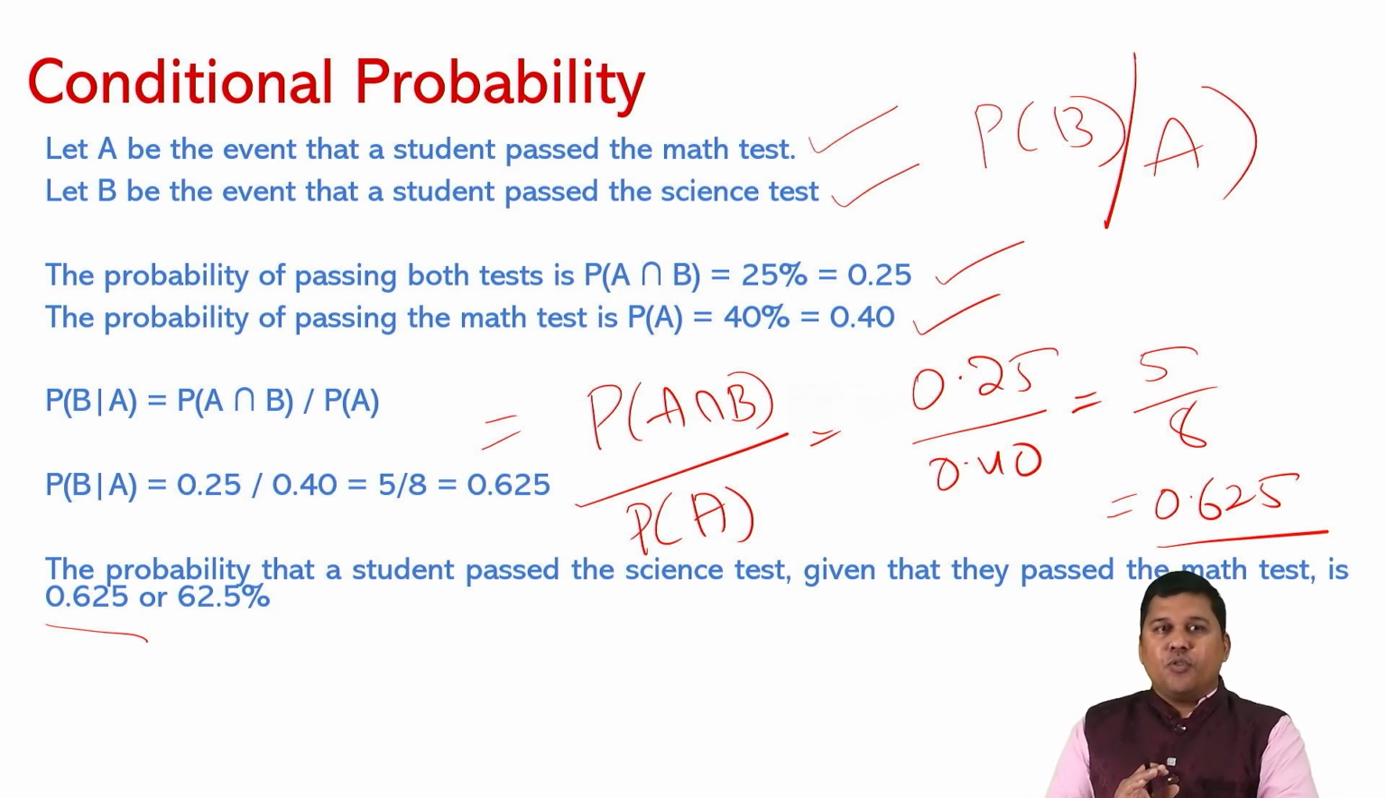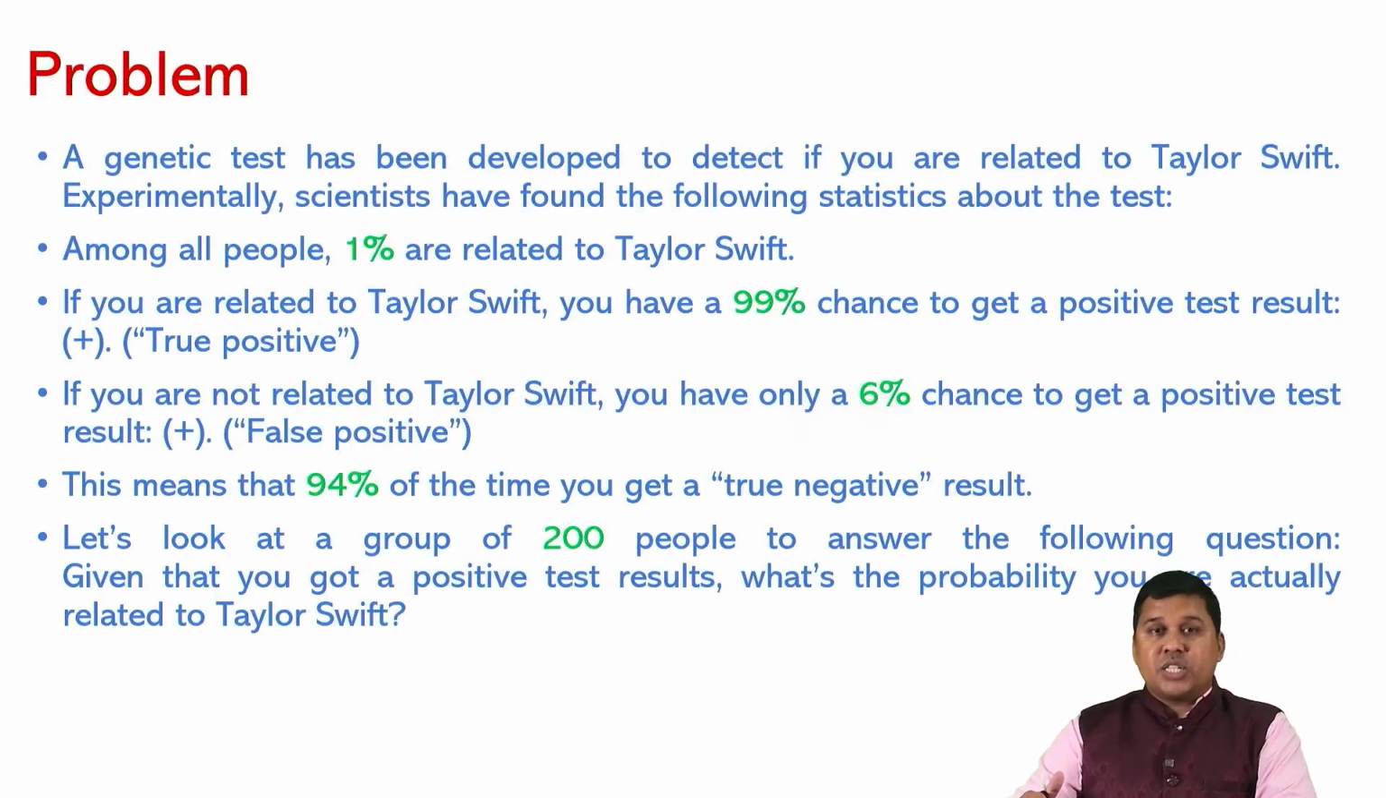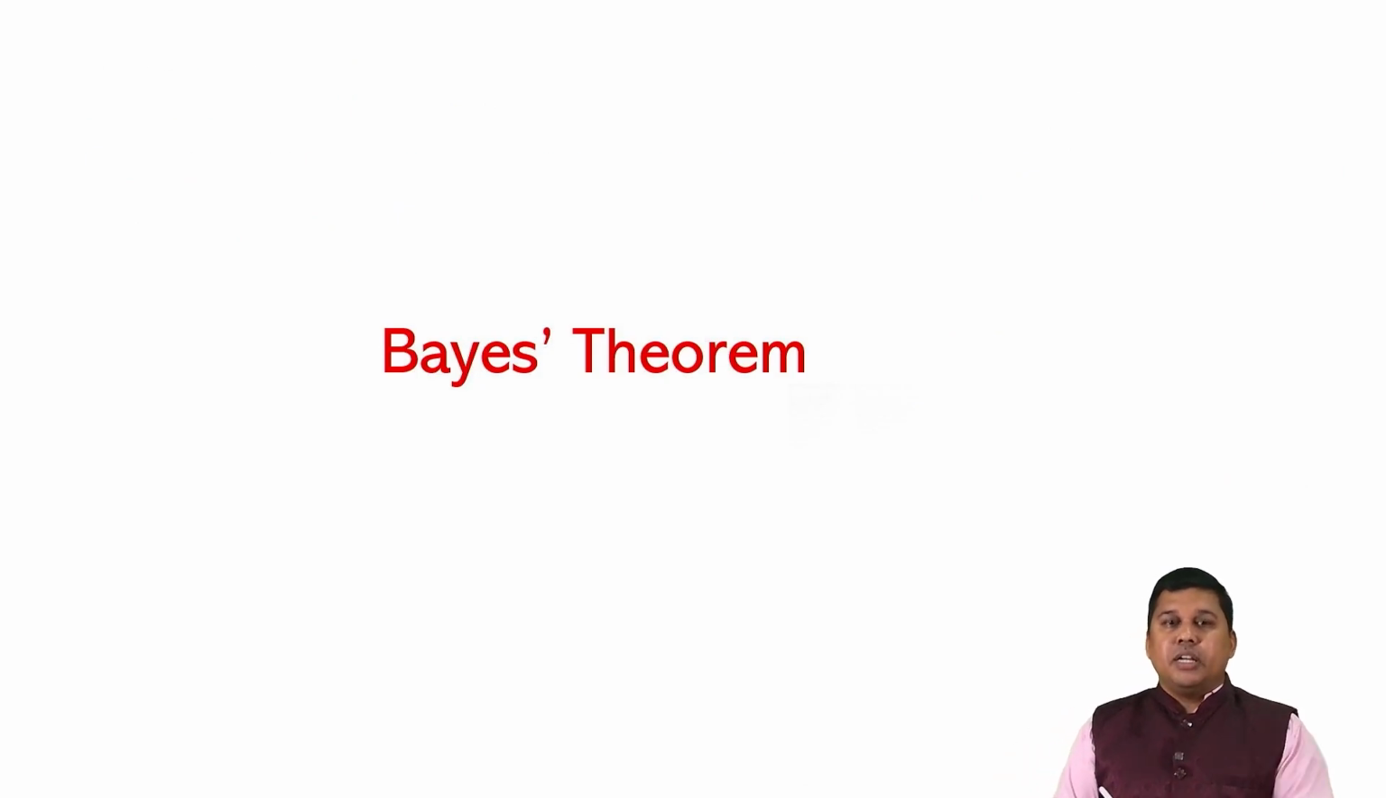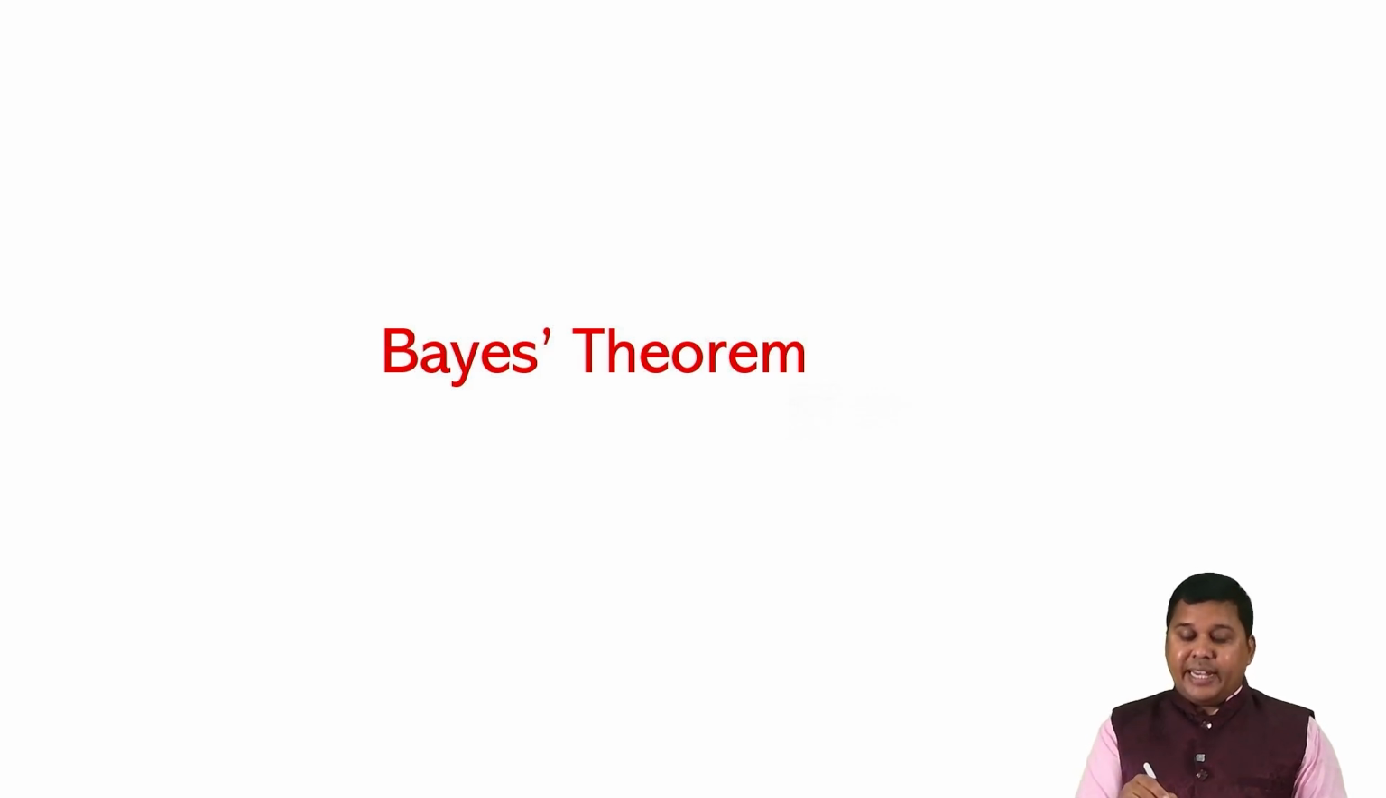I hope you understood this. When an event has already occurred, what is the probability that another event will happen? We try to use this in the Bayes theorem, the most important concept. Bayes theorem has a lot of applications in machine learning. Directly it is used in the naive Bayes classifier.